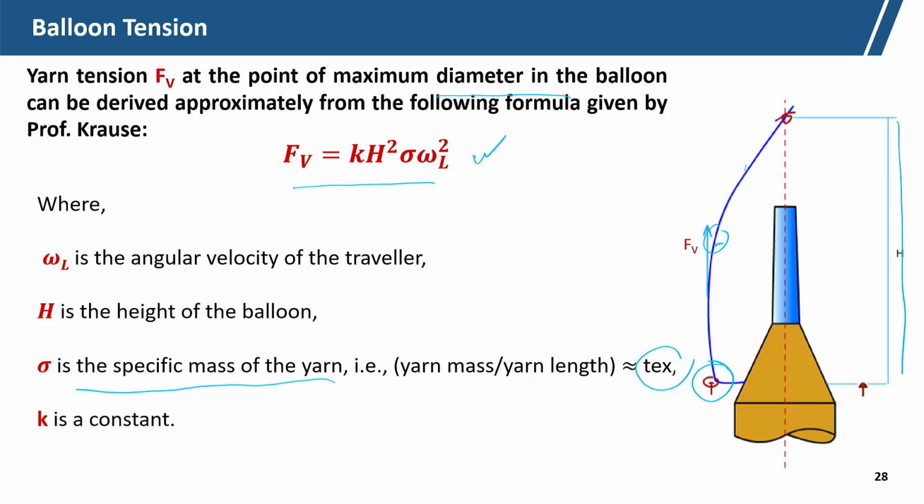From here we can see that as the balloon height increases, the yarn tension increases, and a coarser yarn will have higher balloon tension. If the angular velocity of the traveller increases, the balloon tension will increase. So, at higher speed of the traveller, the balloon tension will increase.